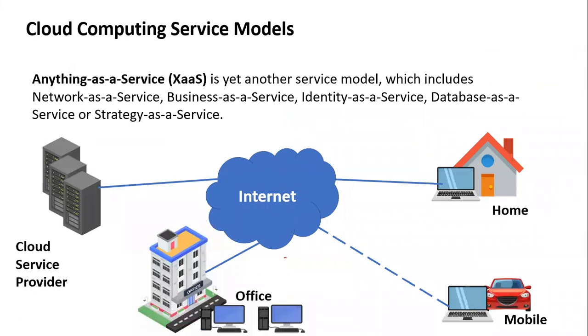Right. So this is a cloud computing service model. The other one is anything as a service, XaaS. Anything as a service means you can obtain or purchase space, softwares, infrastructure, and everything as a package. That is called anything as a service.